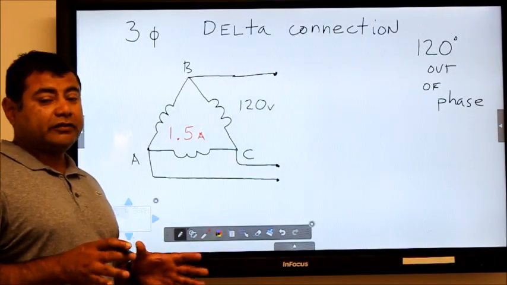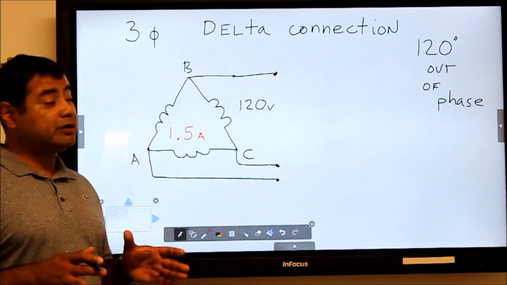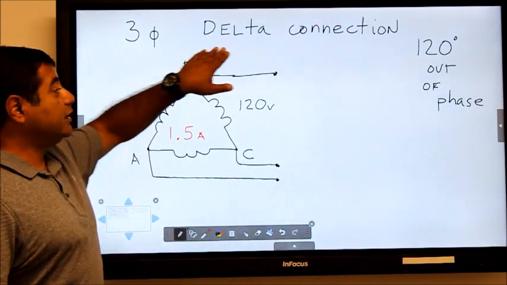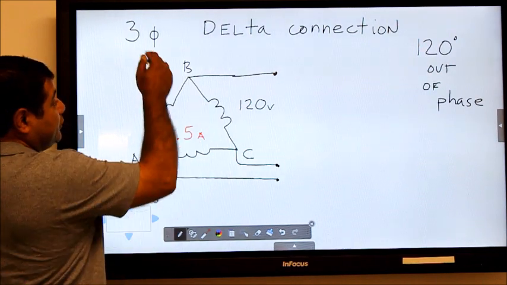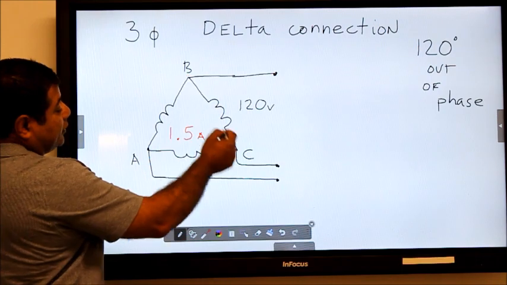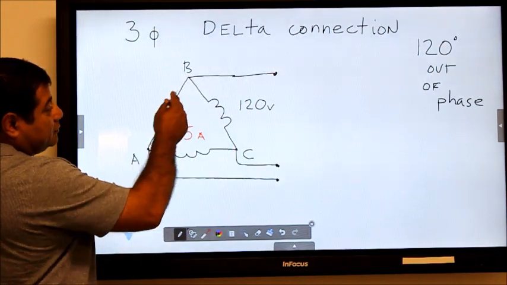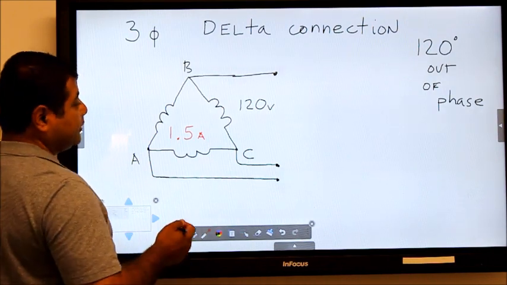So now we're going to look at the different types of connections that exist in transformers. And the first connection, which is the simplest kind, is a three-phase delta connection. So here we have three different windings, which are the three different phases of this transformer, and they're connected in a delta formation.